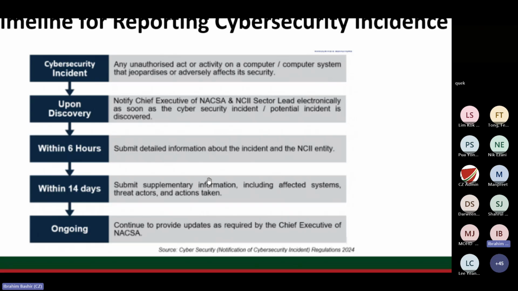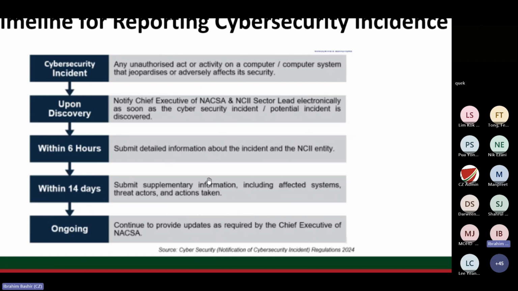So what this tells us is we all need to be aware of this, right? Touch wood, if today any incident happened, in the past most organizations would try to be private or secretive about it because we don't want our reputation to be affected, right? We don't want this information to go outside. But this actually forces everyone to comply with notification or reporting, right? We cannot hide anymore.